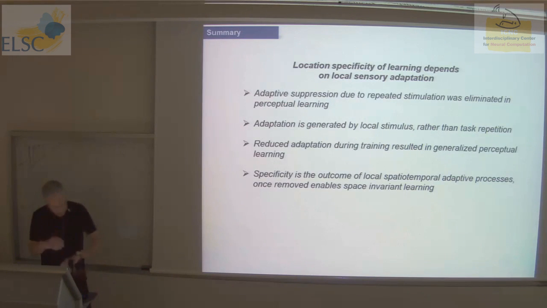So to summarize the results, adaptive suppression due to repeated stimulation was eliminated in perceptual learning. Adaptation is generated by local stimulus rather than task repetition. Reduced adaptation during training resulted in generalized perceptual learning. Specificity is the outcome of local spatial temporal adaptive processes, which, once removed, enable space invariant learning. So basically what we are saying is that specificity is not a property of perceptual learning, it's really a property of short-term adaptive processes within the sensory system.